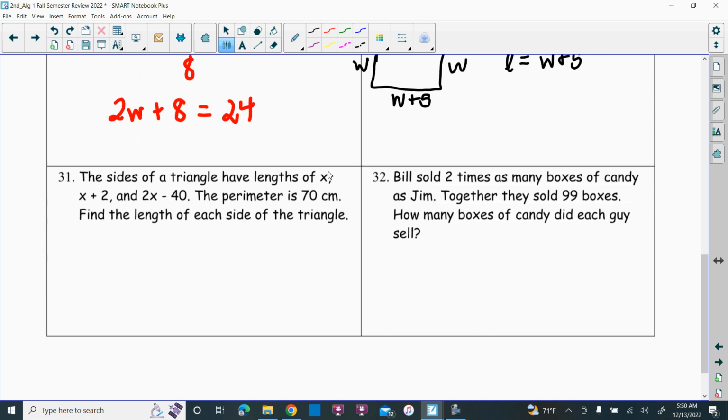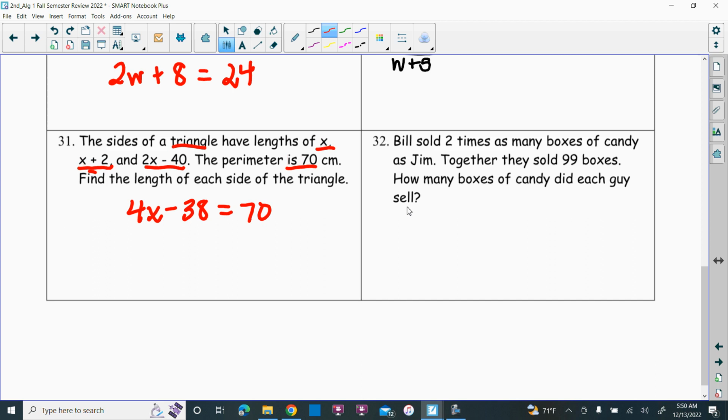On 33, they gave you the side lengths. The triangle has 3 sides: x, x plus 2, and 2x minus 40. The perimeter is 70. If you combine the like terms, that gives you a total of 4 x's. Then a positive 2 minus 40 is going to leave you with negative 38. And that's going to equal 70. And now you've got your equation.